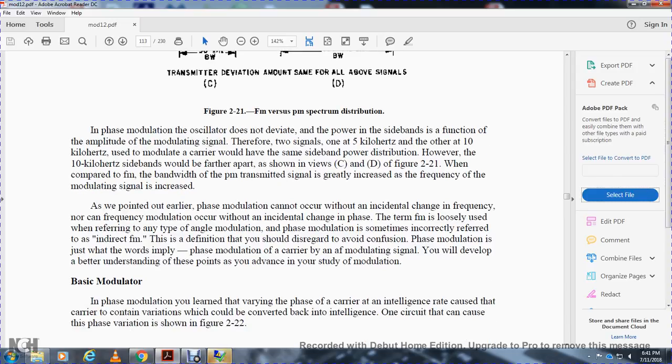The bandwidth of the phase modulated transmitted signal increases greatly as the frequency of the modulating signal increases. As we pointed out earlier, phase modulation cannot occur without an incidental change in frequency, nor can frequency modulation occur without an incidental change in phase.